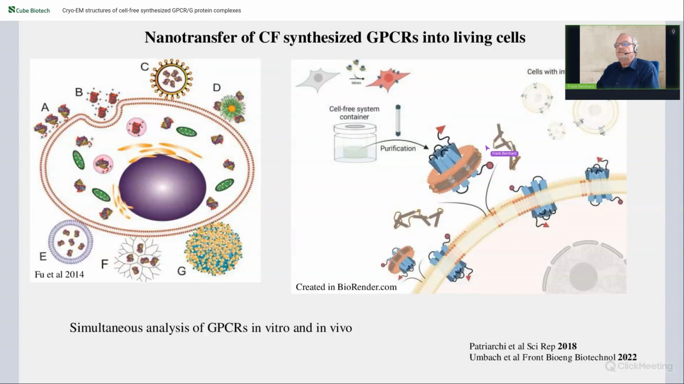So this nanotransfer, which is very easy, is basically a new technique that opens up a lot of possibilities. It's very simple. What you do is you incubate the living cells with a purified sample of GPCR in nanodiscs, then the two membranes align to each other. The scaffold protein is taken off, and anything which is inside of the nanodisc, so the lipids and also the GPCR, or it could be any other membrane protein, is inserted into the cell membrane.